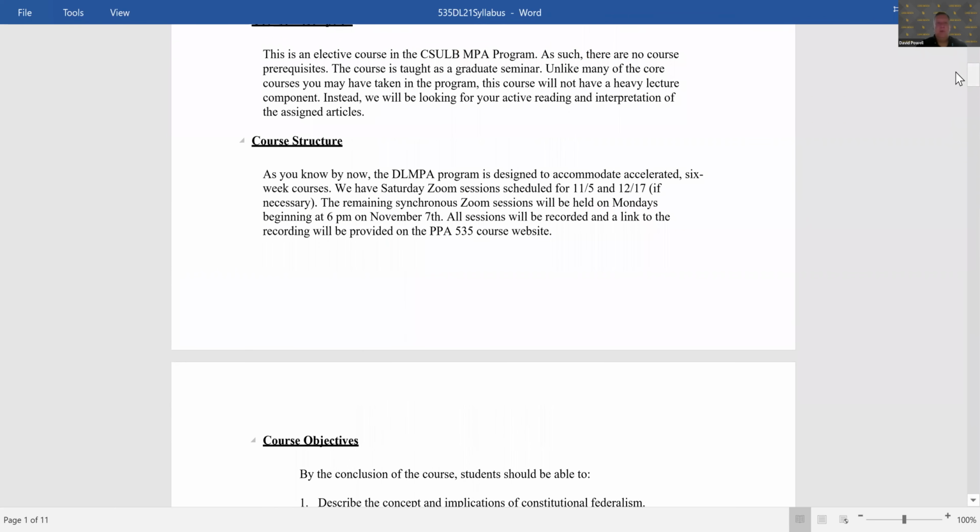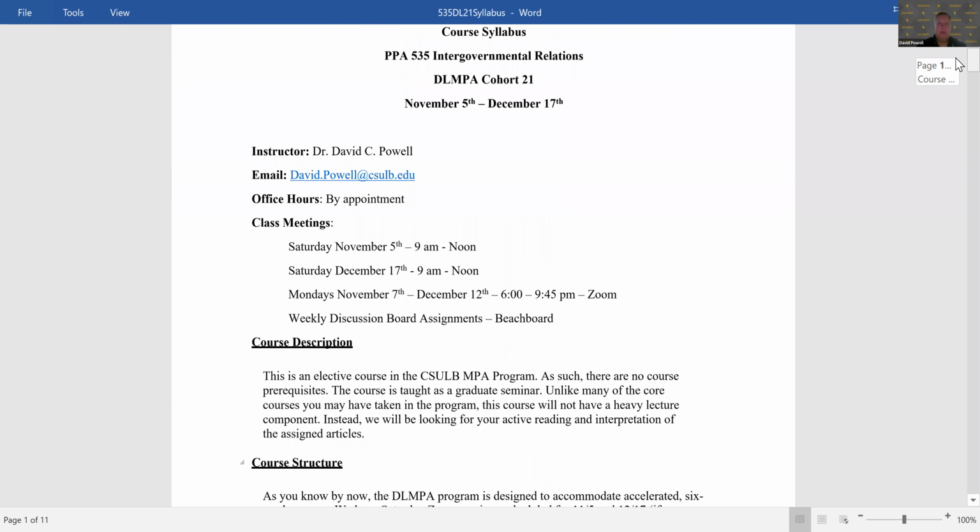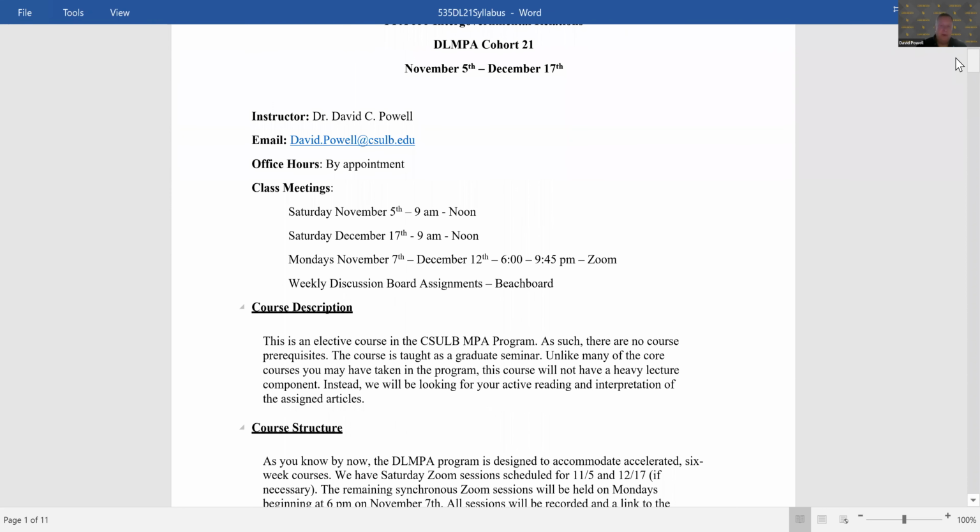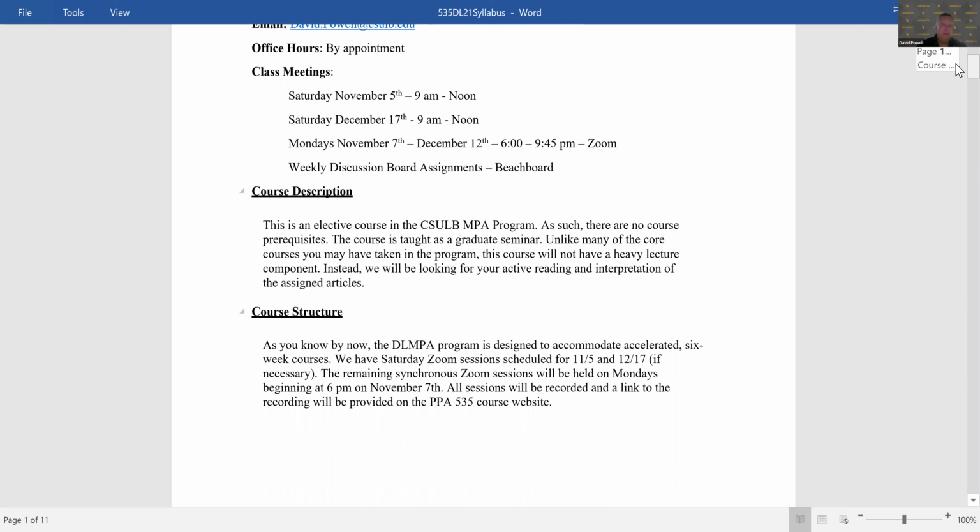So, you know our schedule. It's the same schedule as we've always had throughout the entire cohort. So we're going to have our synchronous sessions on Mondays, beginning this coming Monday. You know, we do our Beachboard discussions as well as the asynchronous component. So all that remains the same.